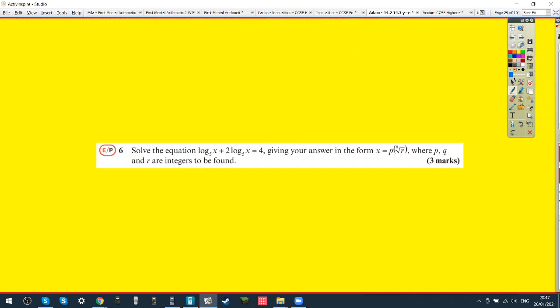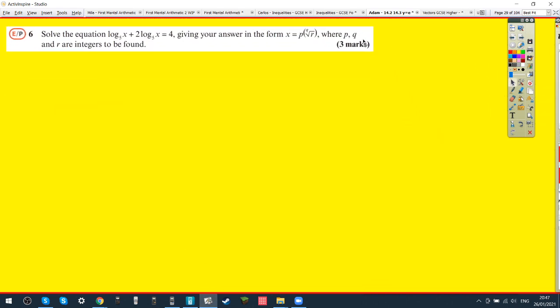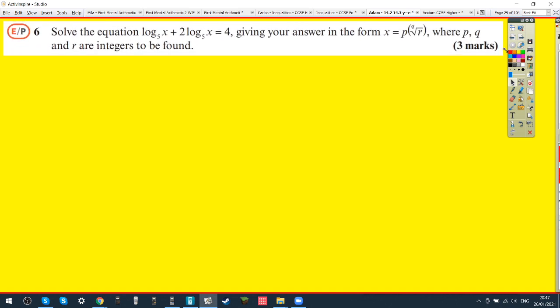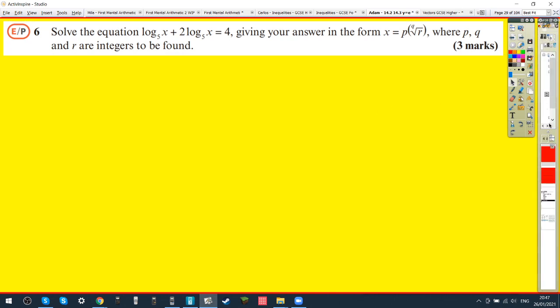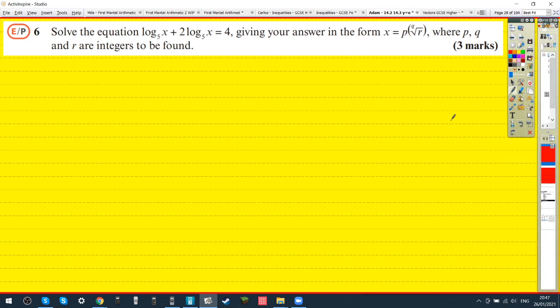I've taught you too many things in my calculator. Let's see. Solve this one. This looks like something. Aha. All right. Yep, this is a good one.